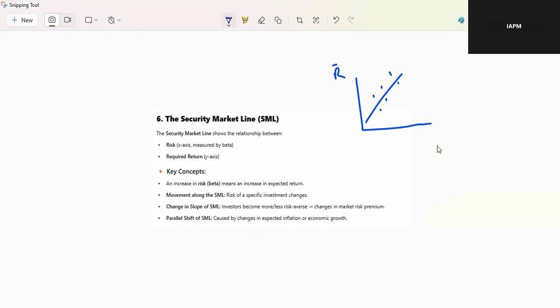And here we have our risk. So it shows the relationship between these two. We know that the higher the risk, the more the return. So that's a positive relationship. The key concept here is that if you have a higher beta, your required rate of return will be higher, because we know that as an asset's beta increases, the systematic risk will also increase. So investors will usually demand a higher return when they're taking on more risk.